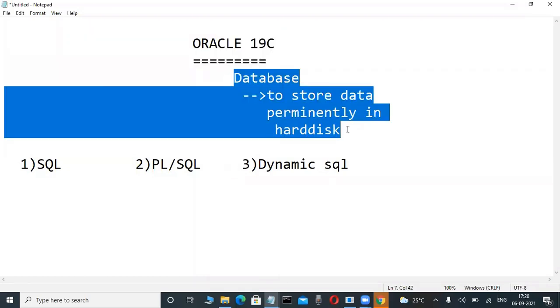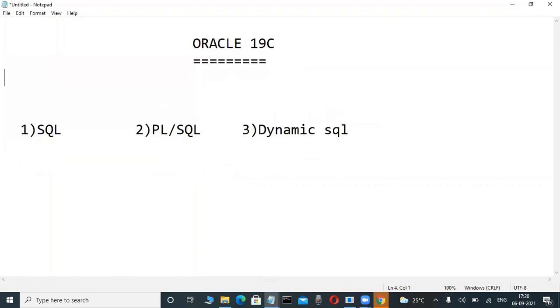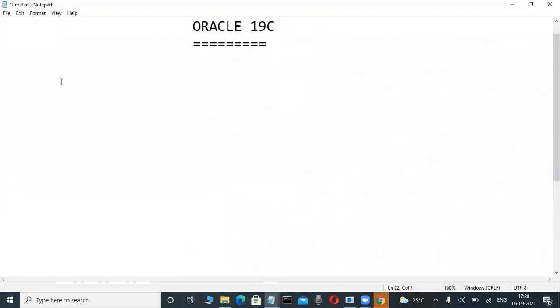Newcomers, from today onwards write down some theory, ideas, and purpose. I'm giving class notes every class also. Write it: Oracle. Today onwards we are starting.